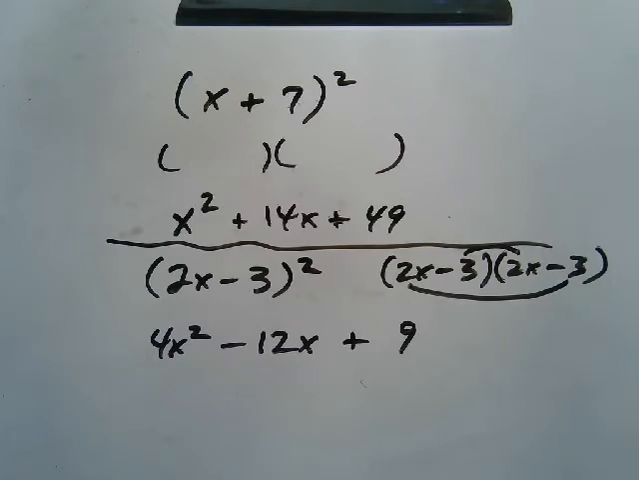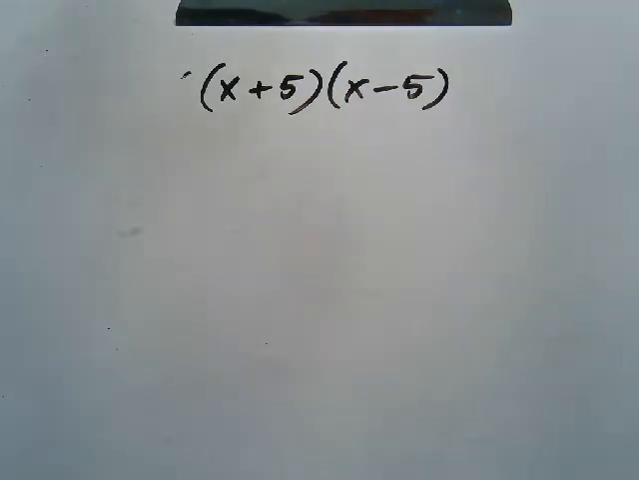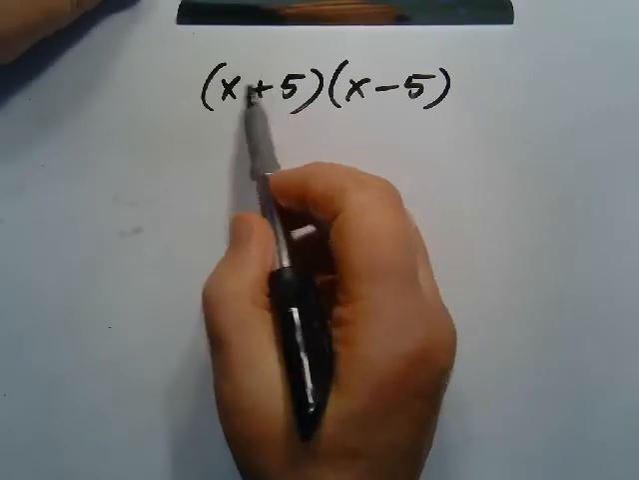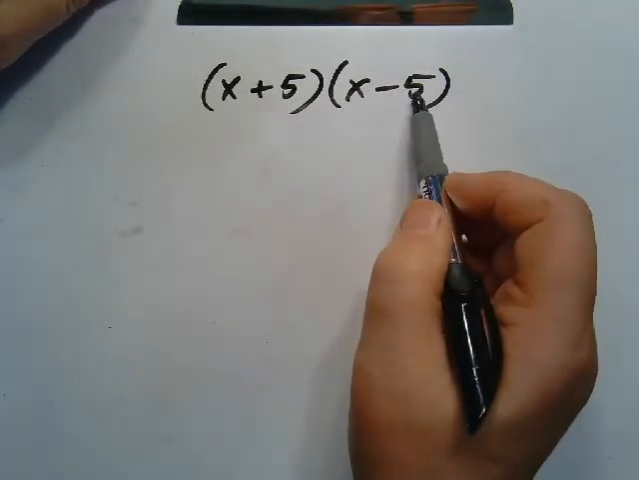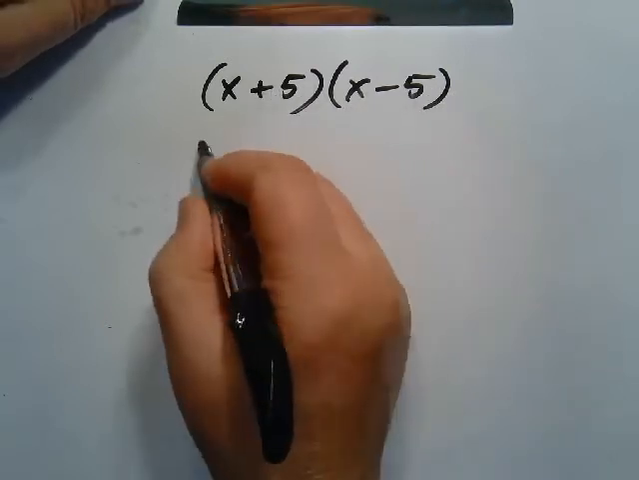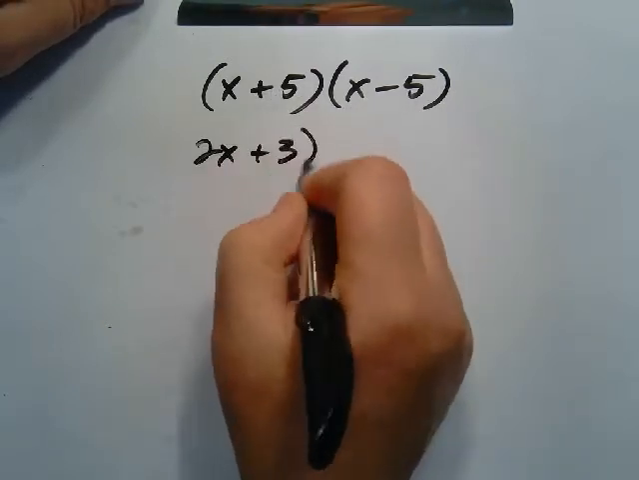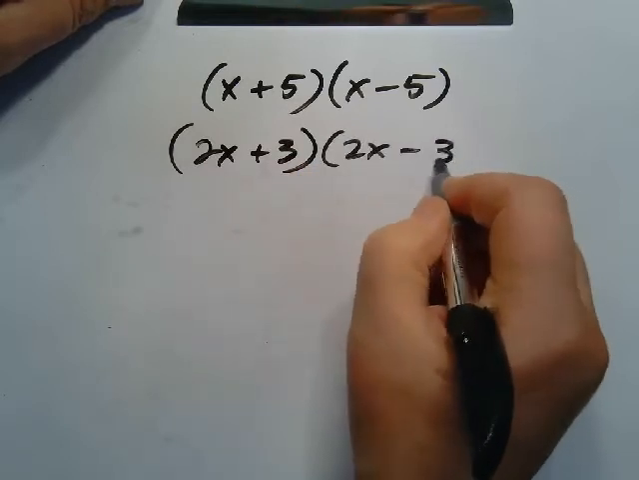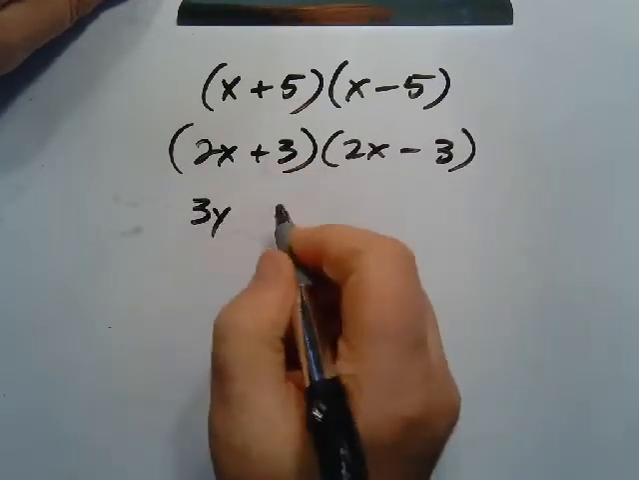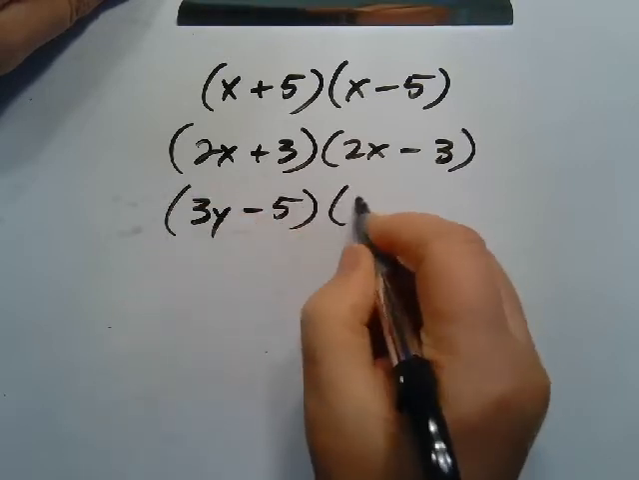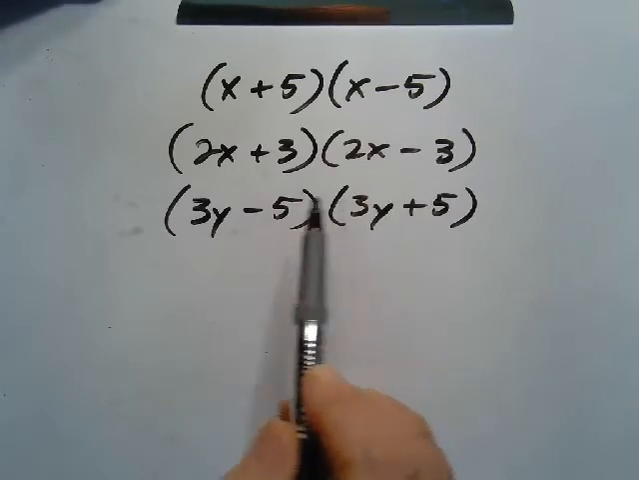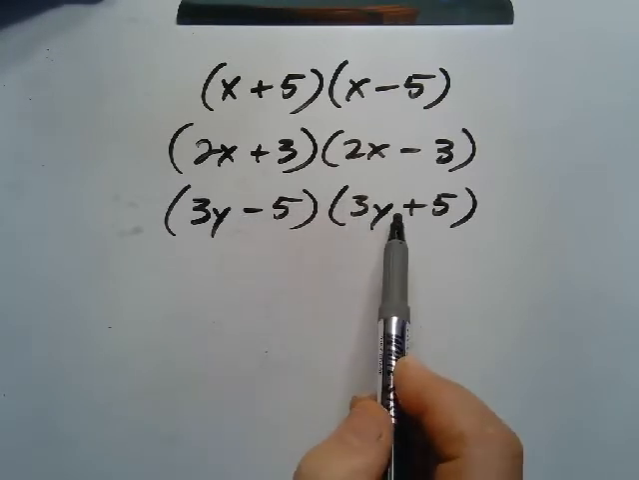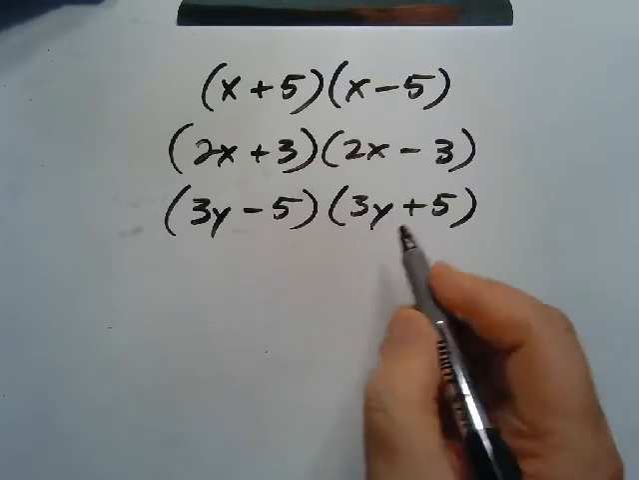All right, let's take a look at the other special case. You're going to find special cases that are going to look like this. This is the sum of two terms and the difference of the same two terms. So x plus 5, x minus 5. Or I could have 2x plus 3, 2x minus 3. Or I could have 3y minus 5 and 3y plus 5. See the pattern? They're just opposites. We call these two terms conjugates of each other.